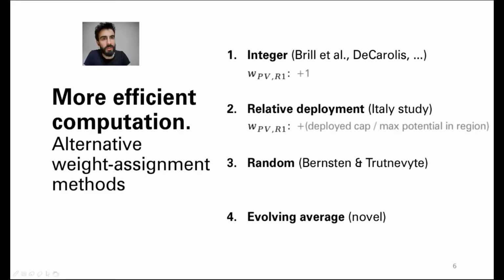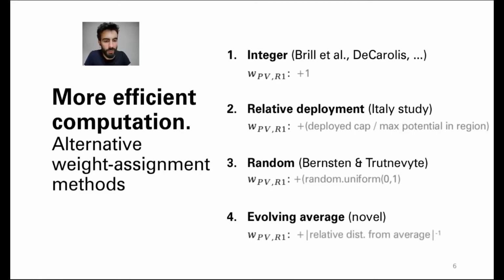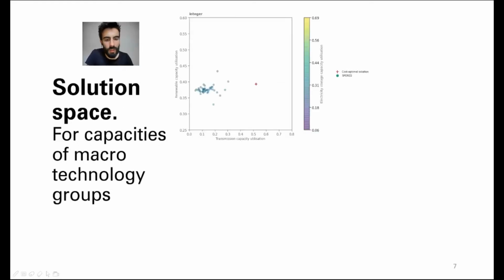The third method is a random one, in which we just assign a random number between 0 and 1 as the weight without any particular rationale behind. Fourth and final, we have the evolving average method, here introduced for the first time. And this is as well the only method that explicitly keeps a memory of what has happened in previous iterations. In fact, it keeps track and continuously updates the average capacity deployed for each technology in a given region. And the closer to such an average is the capacity deployed by the subsequent iteration, the higher the assigned weight. We can now move forward to seeing how each of these methods performs.